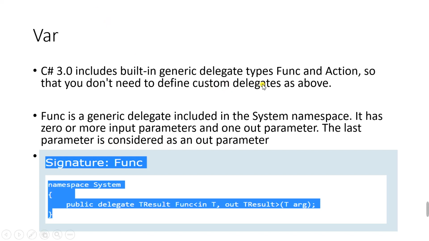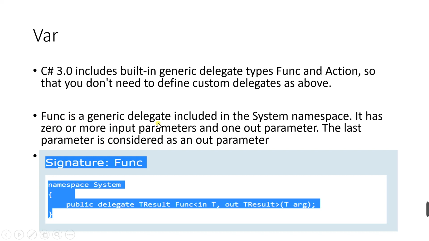Func and Action I have already explained. These are delegates that are defined by .NET itself. That means you don't need to define your own delegates, and .NET provides some delegates with certain criteria. They were introduced in C# 3.0, and first I will go through Func.